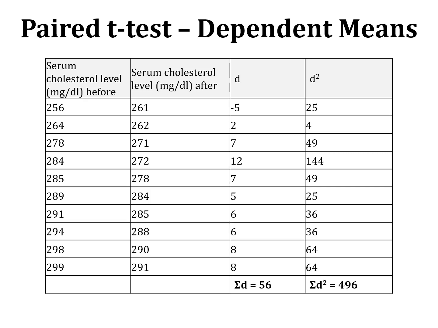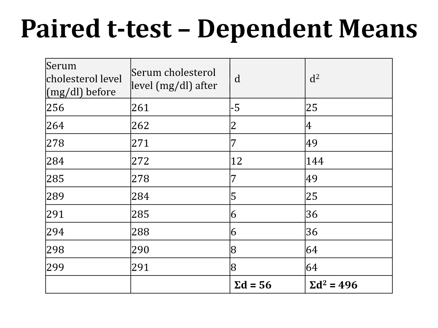So 5 square is 25, and the square of 2 is 4, and the square of 7 is 49, square of 12 is 144, the square of 7 is 49, the square of 5 is 25, and the square of 6 for the next two values is 36 each, and the square of 8 for the next two values is 64 for each pair.